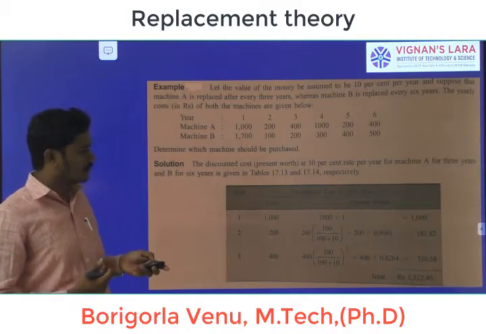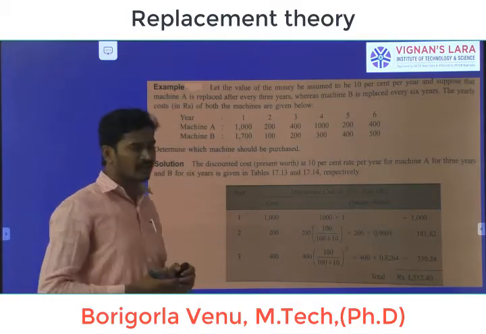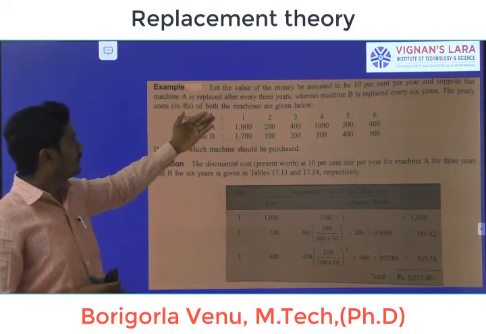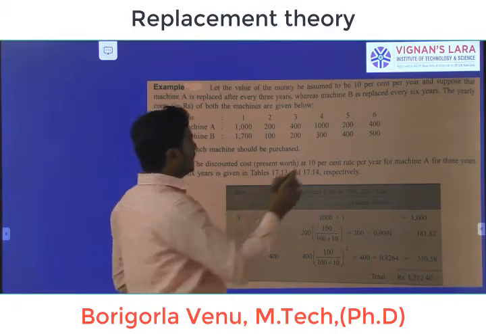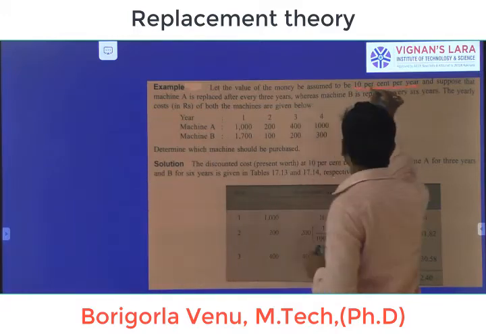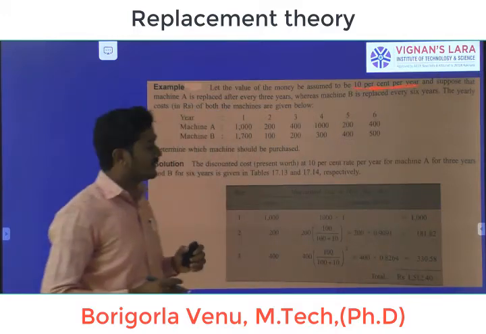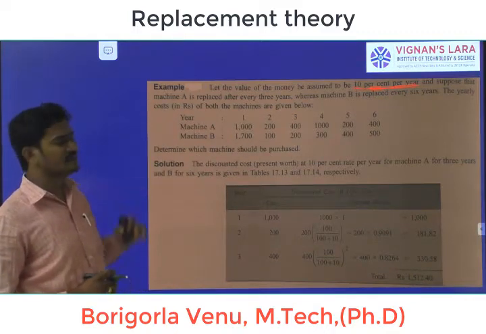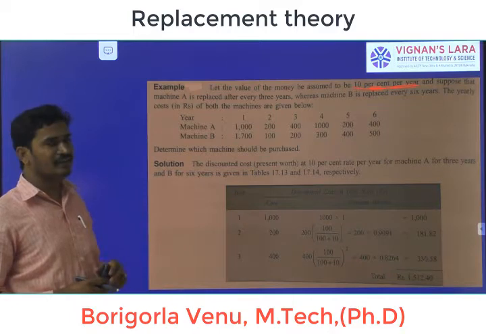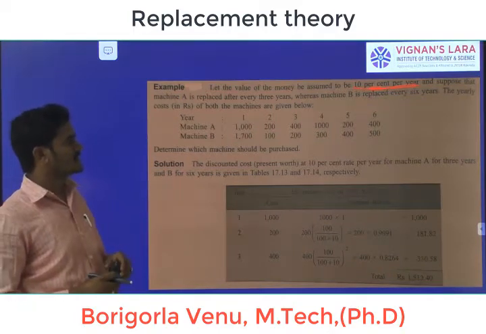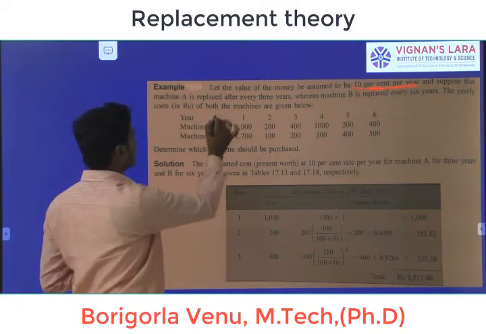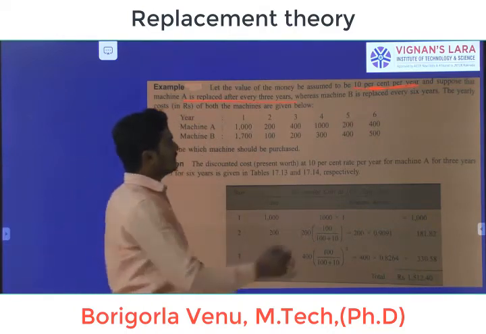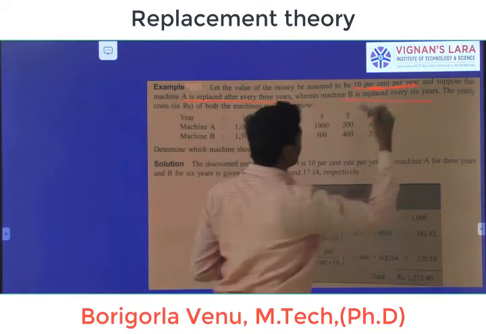Next, coming to the example, I would like to explain this model with an example. Let the value of money be assumed to be 10% per year, and suppose that machine A is replaced after every 3 years, whereas machine B is replaced every 6 years.